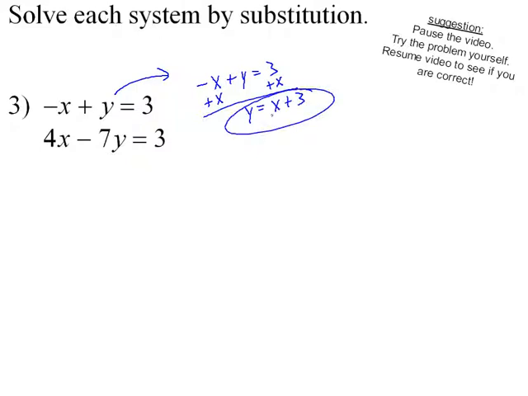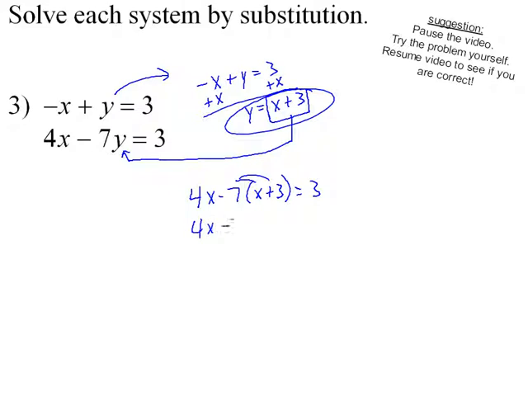That's now in y form. I can now use that substitution concept to plug in what it said y was equal to in for y. So I get 4x minus 7 times what we said y was equal to equals 3. A little distributive property. You starting to see a pattern here? Hopefully you are. A little distributive property.